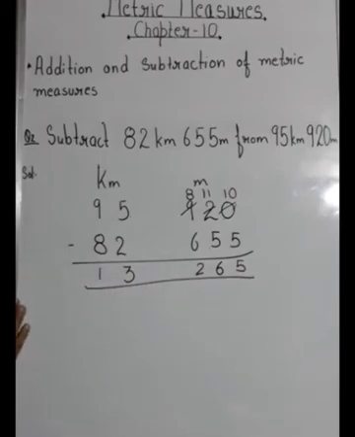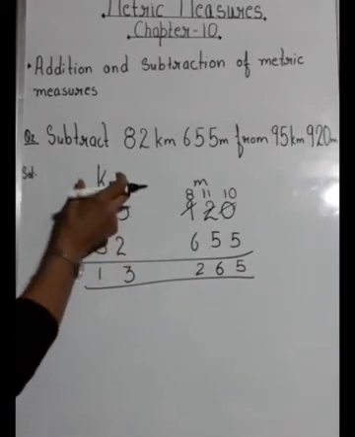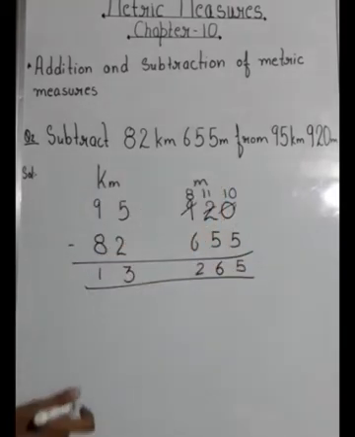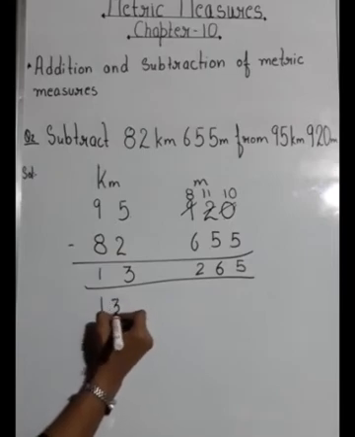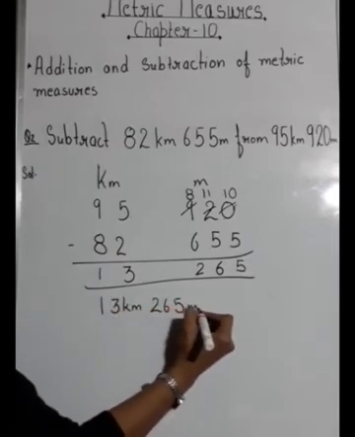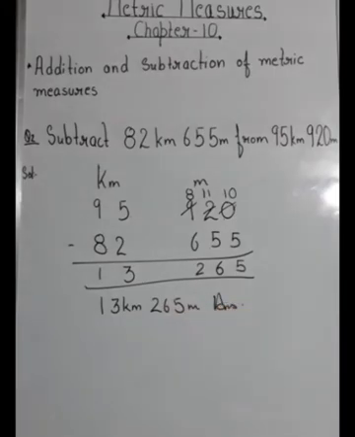So we have done with our subtraction. Now 13 is in the column of kilometer and 265 is in the column of meter. So this will become 13 kilometer 265 meter, and this will be your answer.